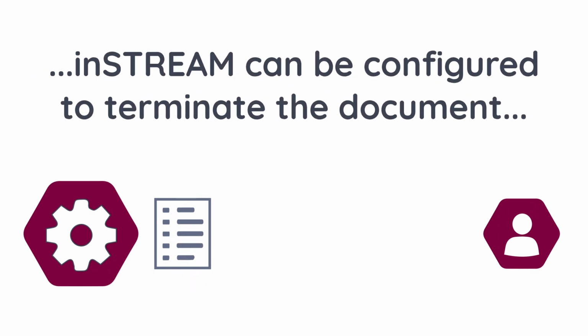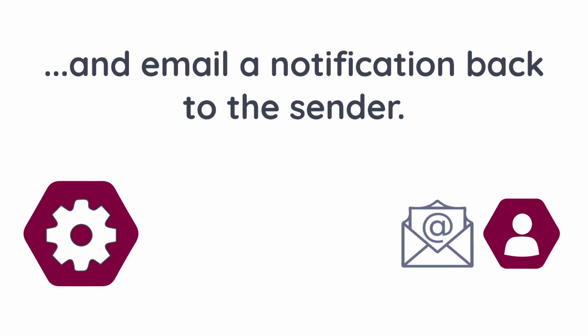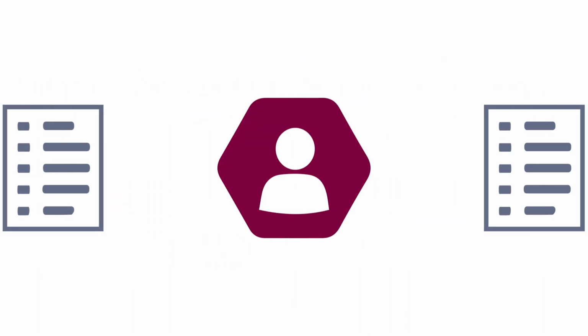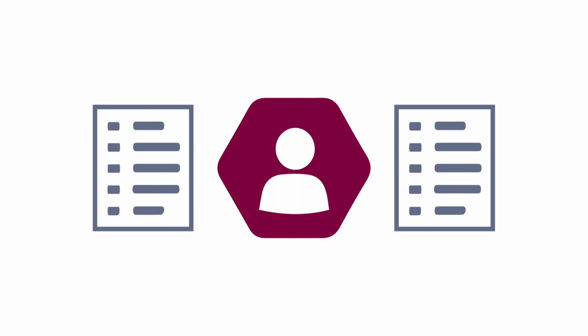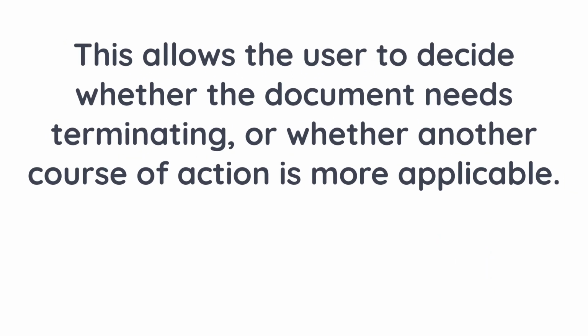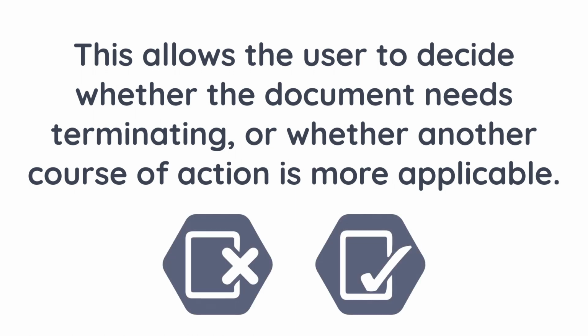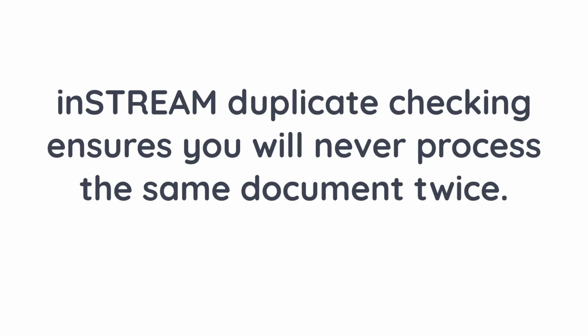inSTREAM can be configured to automatically terminate the document and email a notification back to the sender. Or inSTREAM can route the documents to a special queue where a user has the ability to compare the current document against the document it has been matched to. This allows the user to decide whether the document needs terminating or whether another course of action is more applicable. inSTREAM duplicate check-in ensures you will never process the same document twice.